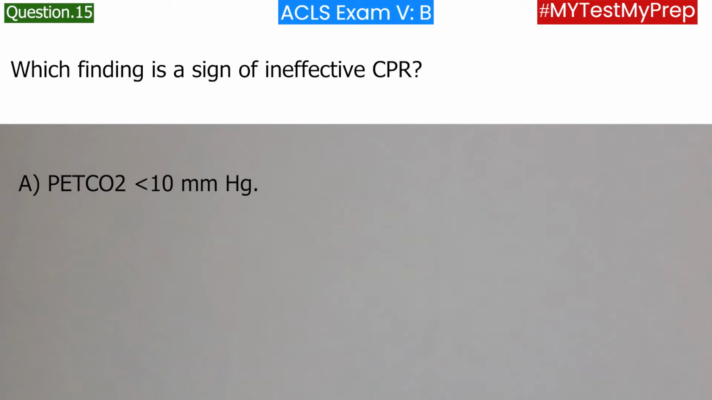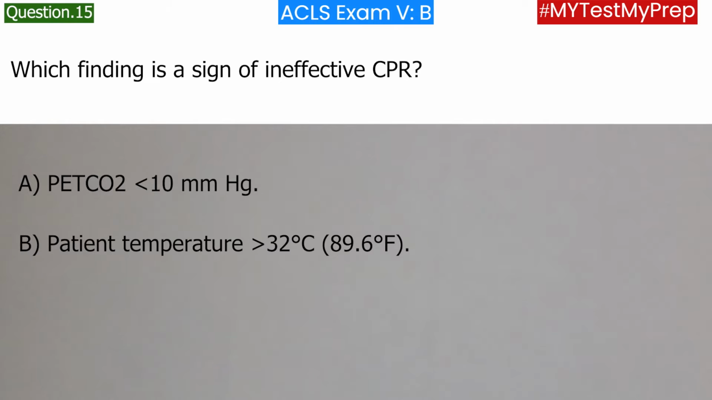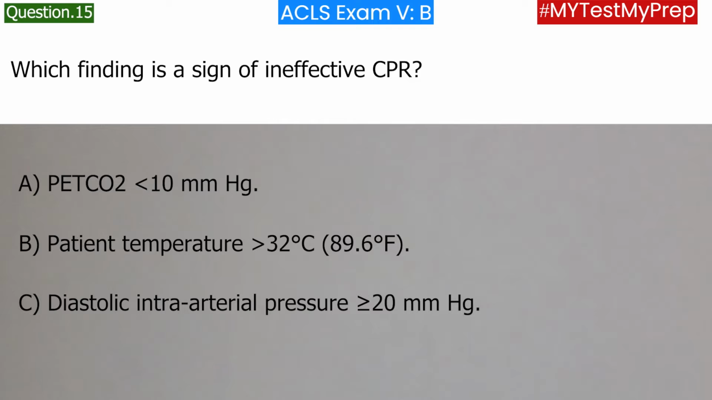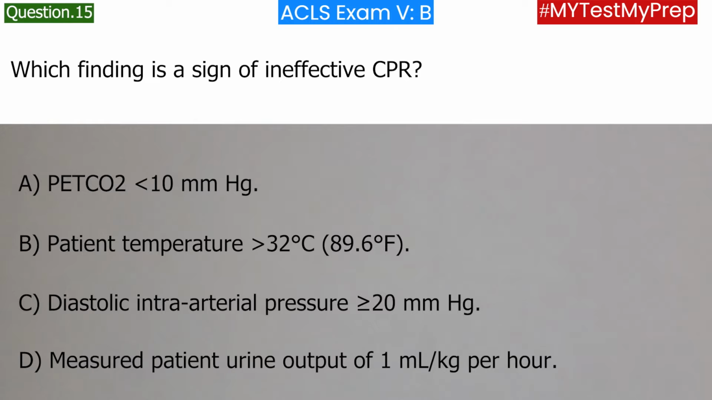Which finding is a sign of ineffective CPR? A. PetCO2 less than 10 mm of mercury. B. Patient temperature greater than 32 degrees Celsius (89.6 degrees Fahrenheit). C. Diastolic intraarterial pressure greater than or equal to 20 mm of mercury. D. Measured patient urine output of 1 milliliter per kilogram per hour. Answer: A. PetCO2 less than 10 mm of mercury.